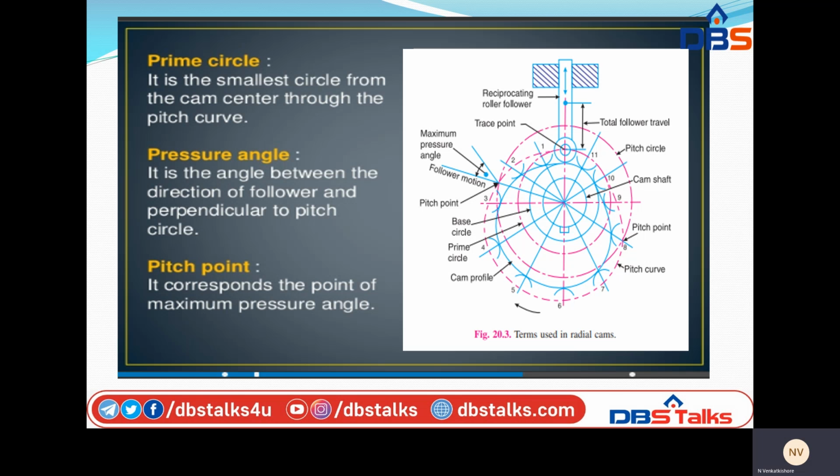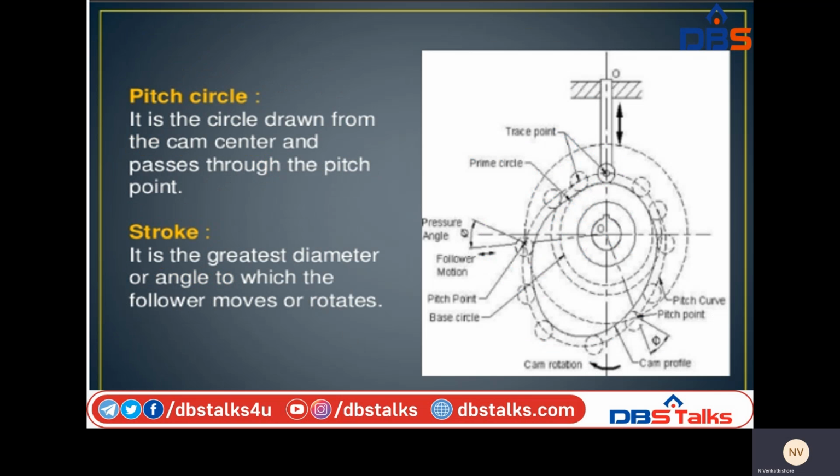Okay, and then pitch point. Pitch point is the point on the pitch curve which has the maximum pressure angle. Pitch circle is the circle which is drawn from the center of the cam through the pitch points. So the name gives the entire meaning. Pitch point means the point on the pitch curve having maximum pressure angle, and pitch circle means the circle drawn from the center of the cam through the pitch points.